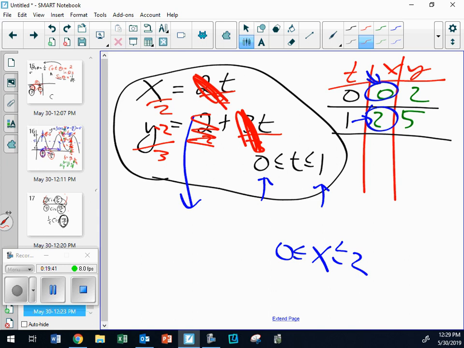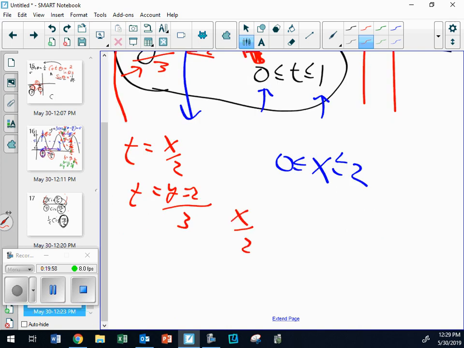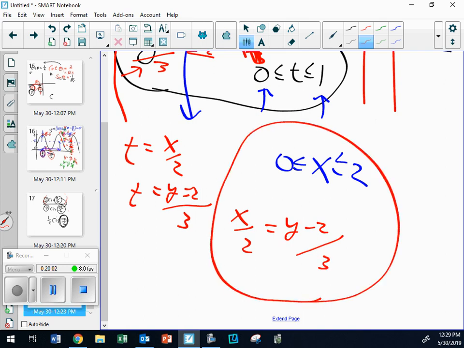So now, I got my 2 t equations. I'll copy them to make it cleaner. This one was t equals x over 2. This one was t equals y minus 2 over 3. And now I set them equal to each other. X over 2 equals y minus 2 over 3. You're done. Resist the urge to solve it for something. You don't have to. Unless they tell you to. Okay, that's how you take something that was in parametric and make it into rectangular.